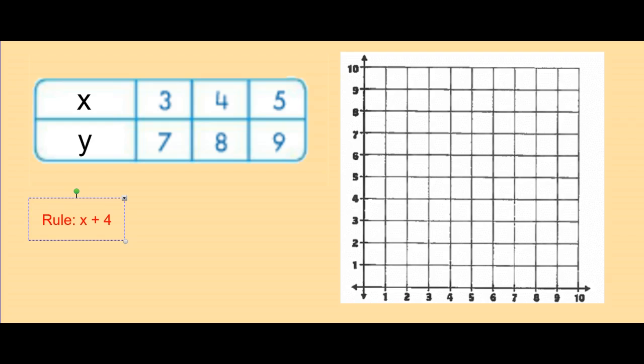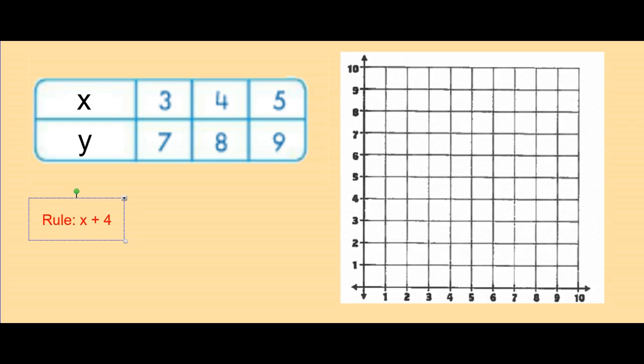Okay, so we have an X and Y table here. We have our values for X and our values for Y. According to this table, our rule would be X plus 4. So whatever is X, if we add 4 to it, we're going to get Y. So we're going to graph this information.